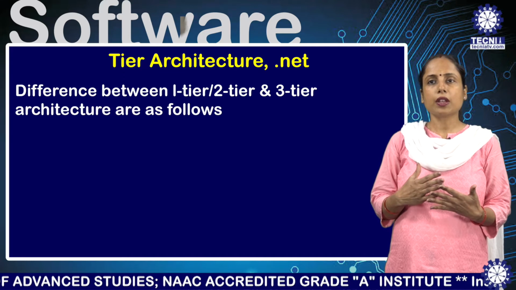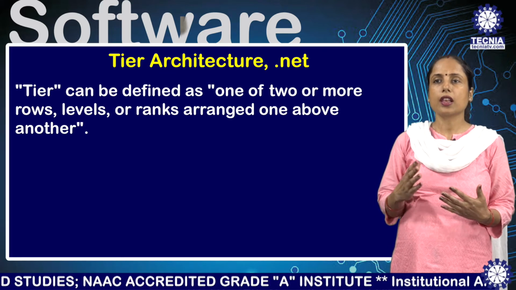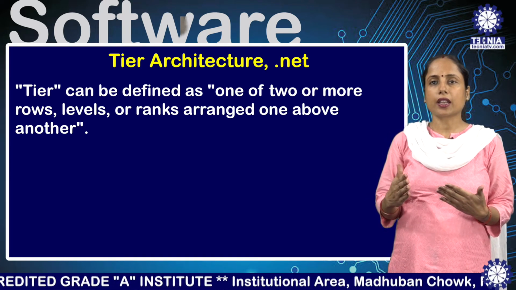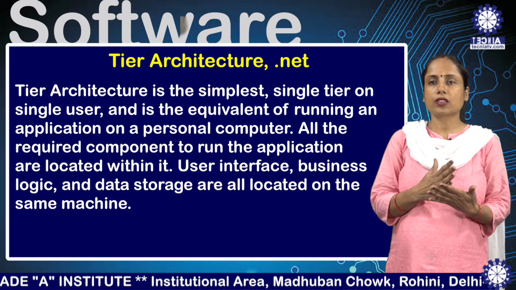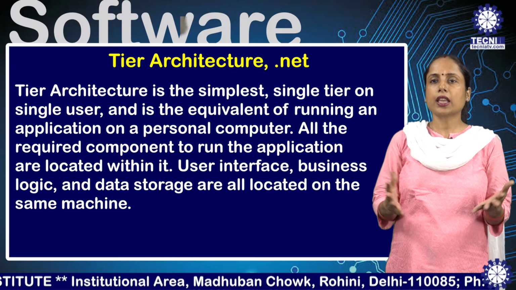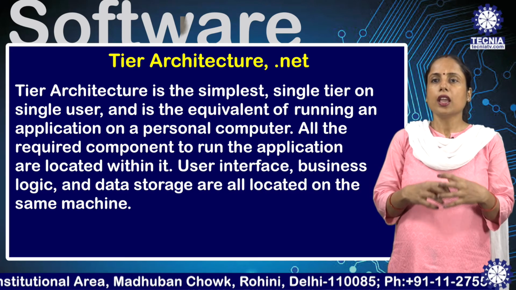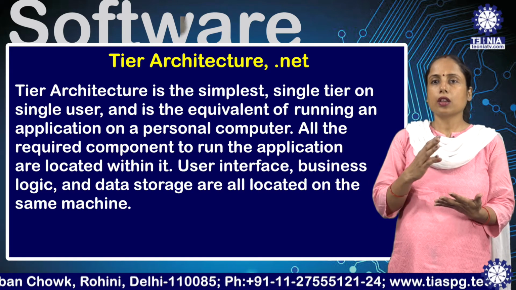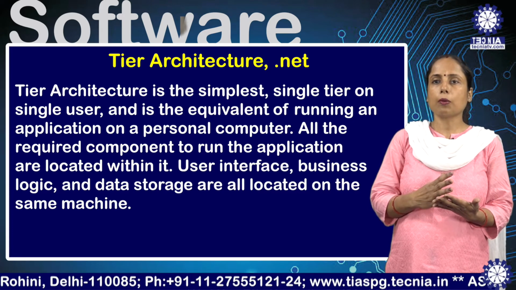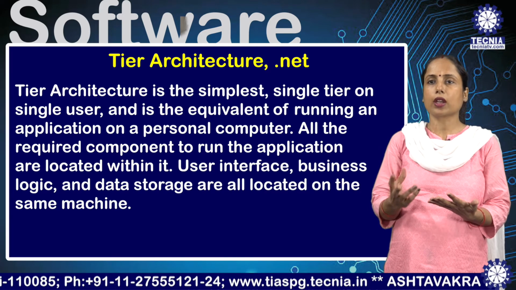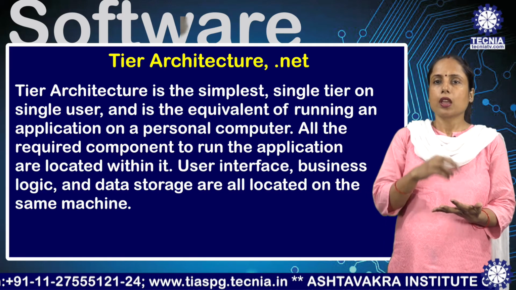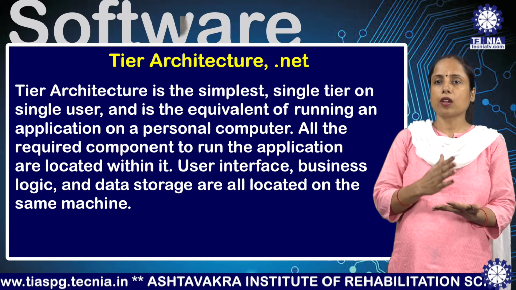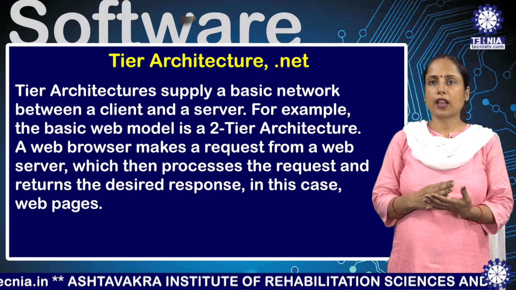Tier, what is tier? Tier can be defined as one of two or more rows, levels or ranks arranged one above another. There are different levels of tier architecture. First is one-tier architecture, in which everything is included in a single machine, in a single personal computer. That means when you are running an application, all the components required for executing an application are located on that particular single computer. Whether it is a user interface or a business logic or a data storage, all are located on the same machine.